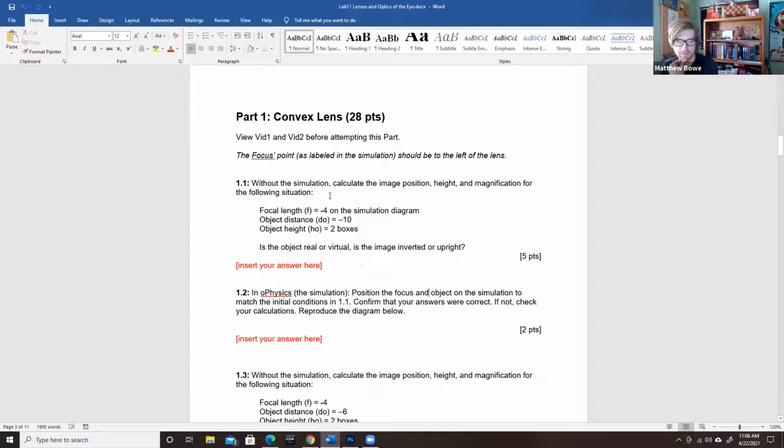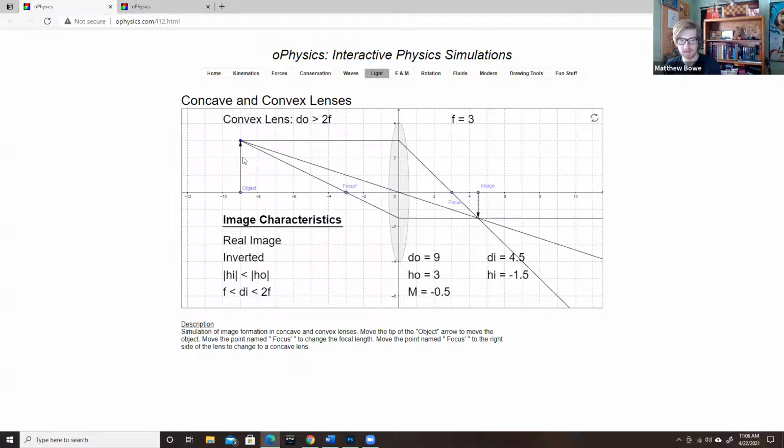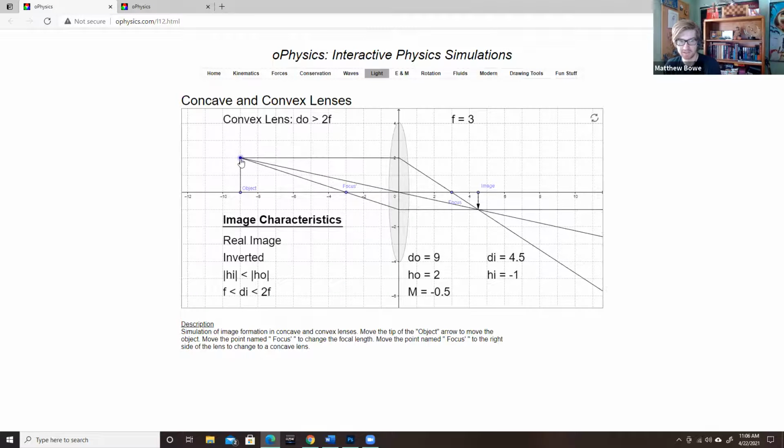So we have this focal length, object distance, and object height. Once you do your calculations, you go into the program, it's right here, and just arrange it however it says and check to see if you're right. And the values are also listed right here, step by step, helping you along the way.